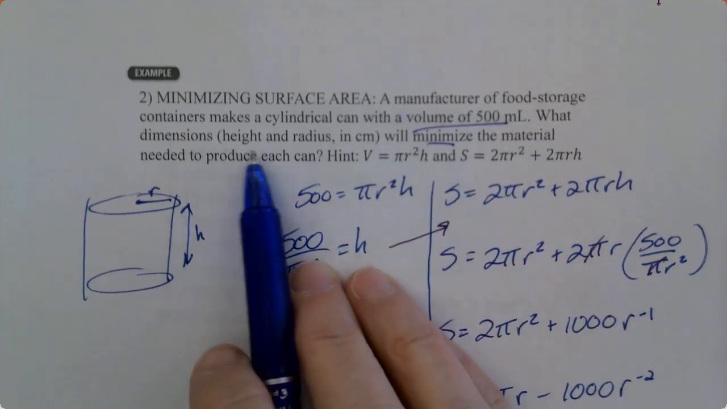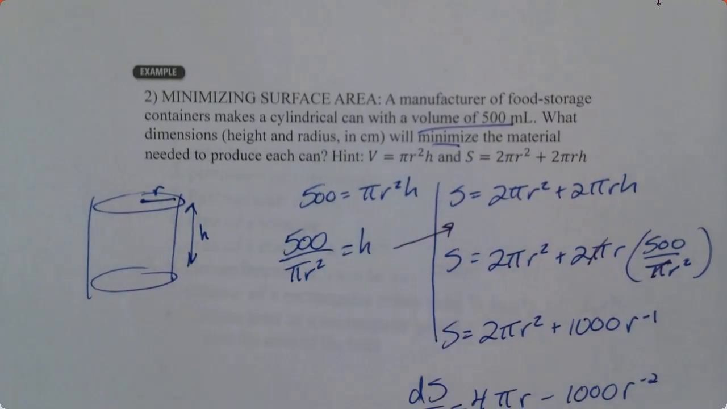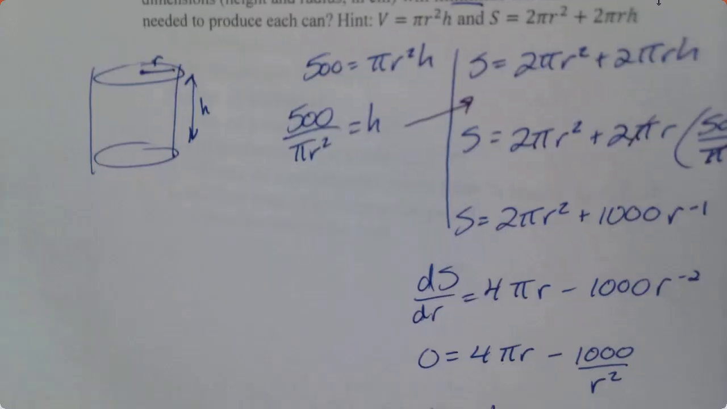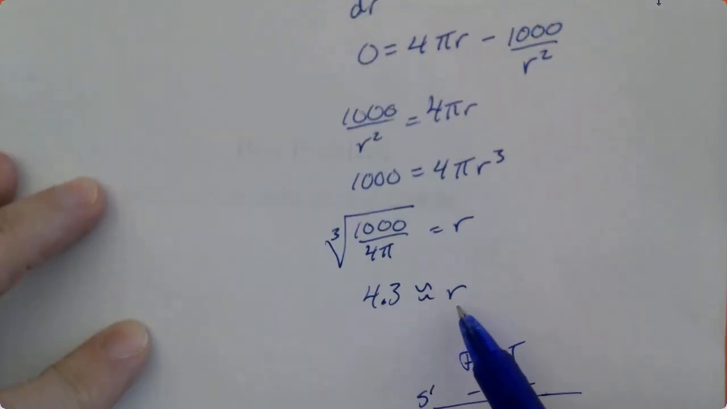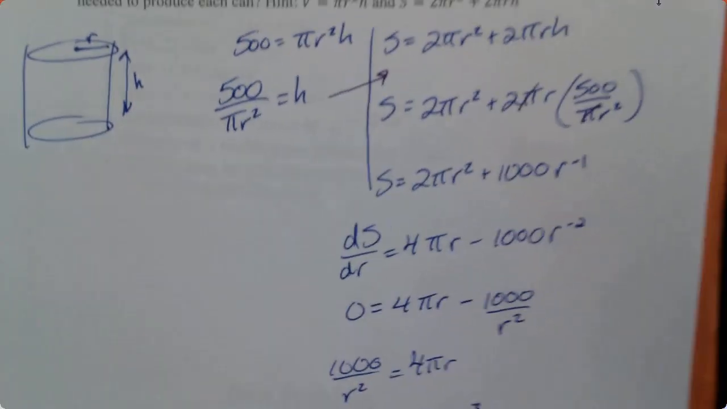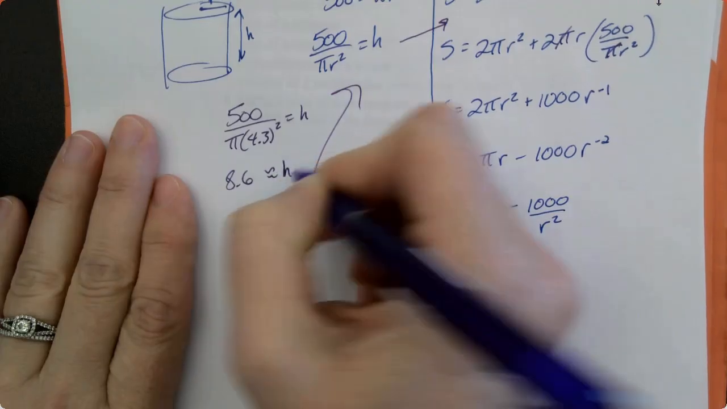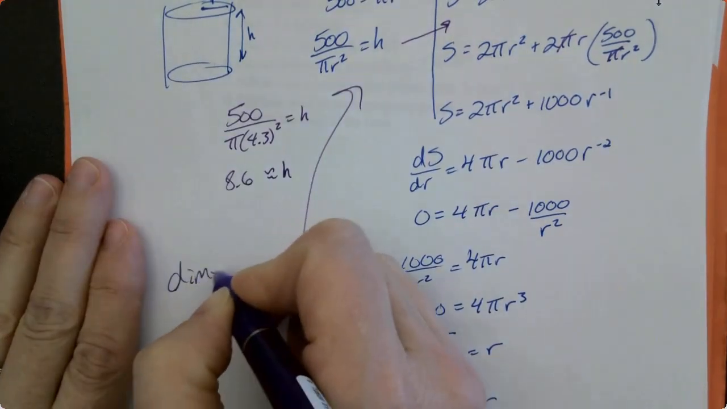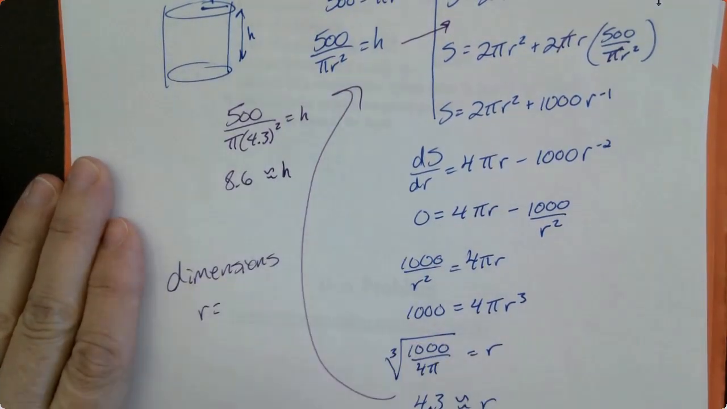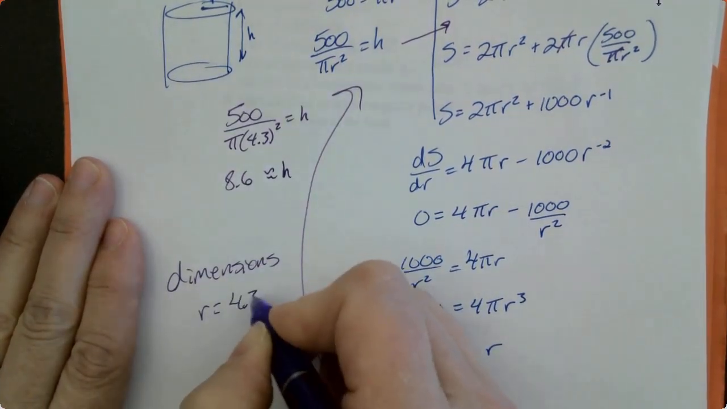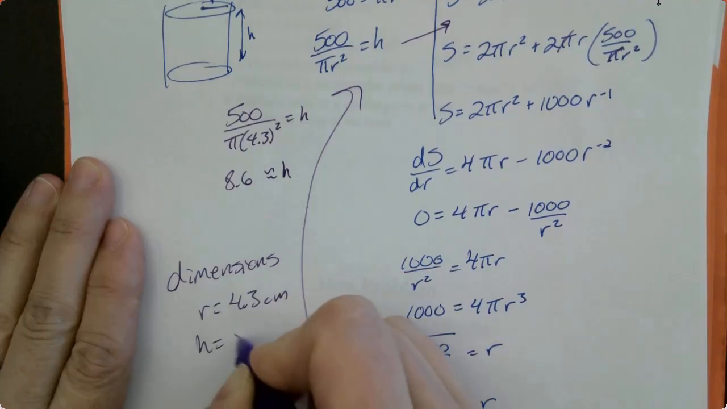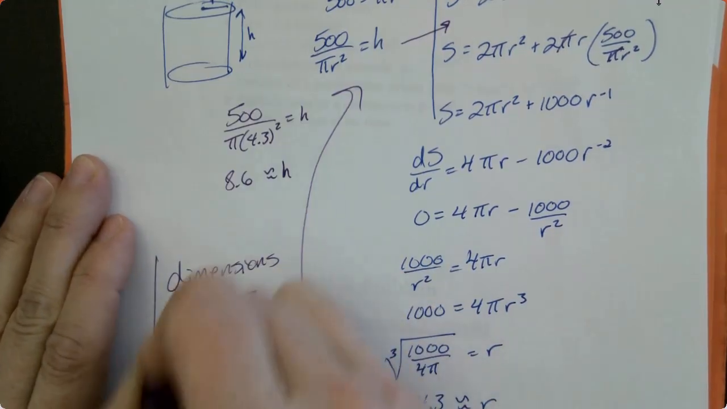Now let's make sure we've answered the question. What are the dimensions, the height and the radius that will minimize the surface area or the material needed? So we have the radius. How am I going to find the height? I'll give you a moment to do that, approximately, for h. So the dimensions are the radius is 4.3 centimeters and the height is 8.6 centimeters.